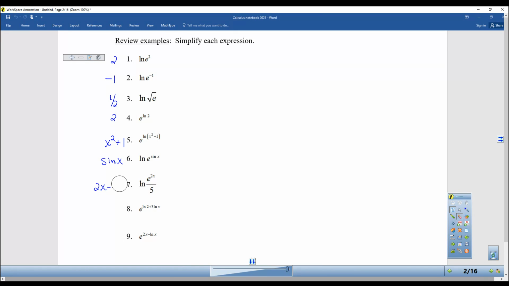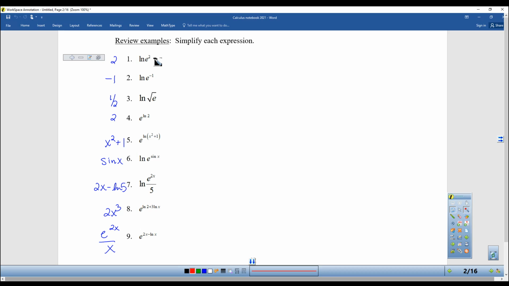Oops, 2x minus natural log of 5. So you can take a screenshot of that, check your answers as you go, but I will work them all out now.